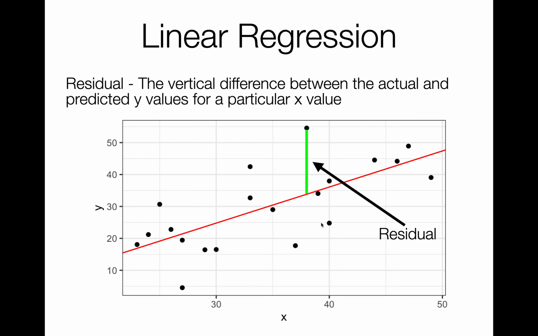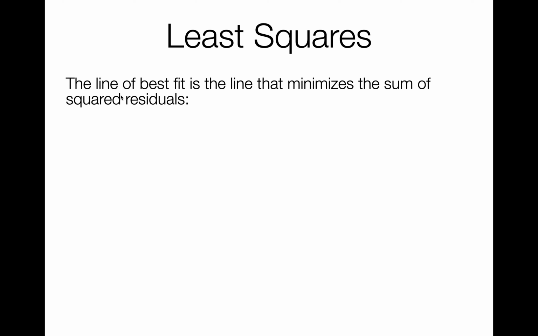A residual is the vertical distance between the actual and predicted y values for a particular x value. So I'm at the same x, and I look at where that line is for that x value and also where the point is. The distance from the point to the line is called a residual.